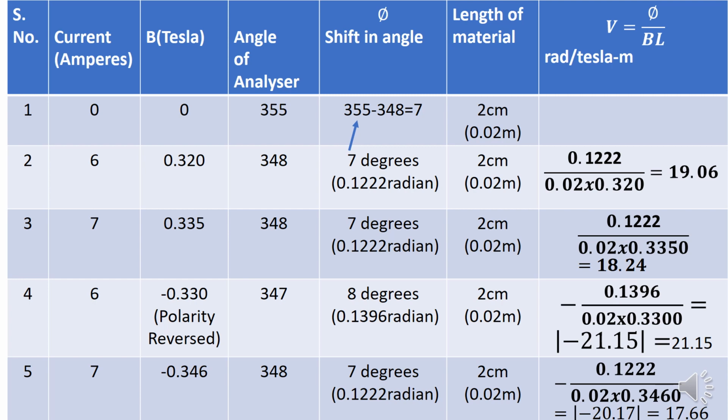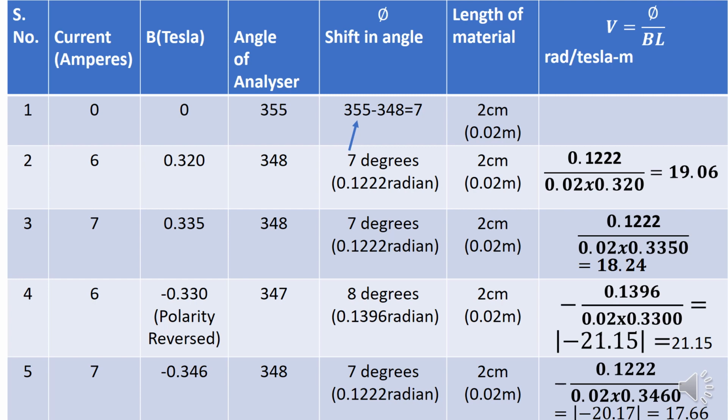This is a table showing how to do the calculations. For 0 ampere, the angle of the analyzer was 355, where the photometer reading was maximum. Zero current means no magnetic field. The length of the material is the same, as we are using the same material. The Verdet constant uses phi, which is the change in angle. How to calculate it? The analyzer angle at 0 current is 355, and for 6 ampere it changed to 348.